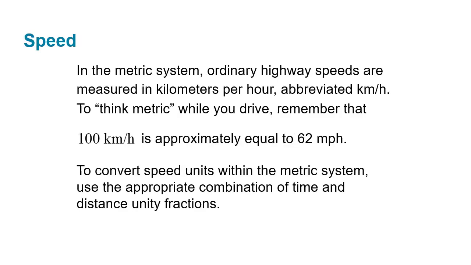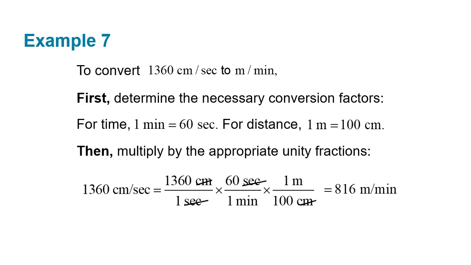In the metric system, speeds are normally abbreviated with kmh for kilometers per hour. 100 kilometers per hour is approximately equal to 62 miles per hour. Normally, to make it easier, we talk about 100 being close to 60. So if you ever are traveling overseas, you'll notice that oftentimes their highways have either a 100 or a 110 kilometer per hour maximum speed limit, which is roughly 60 to 70 miles per hour for us, which is what a lot of our highways are at.